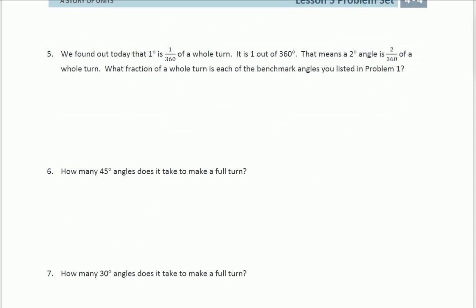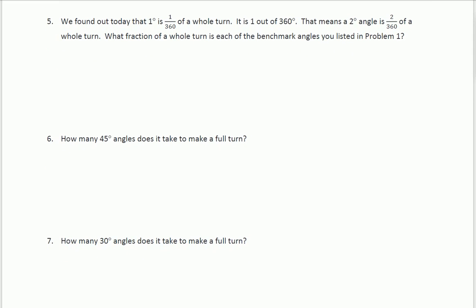Well, we found out today that 1 degree is 1/360th of a whole turn. It is 1 out of 360. That means a 2 degree angle is 2/360 of a turn. What fraction of a whole is each of the benchmark fractions you listed in problem 1?